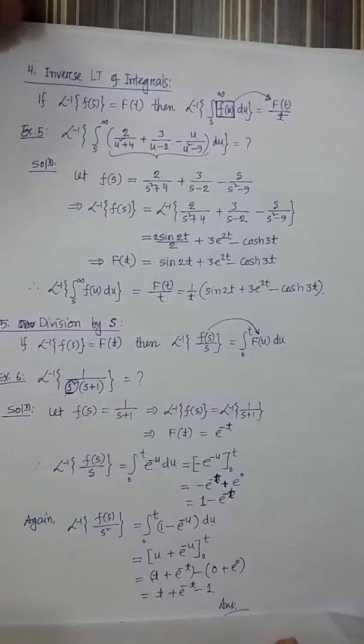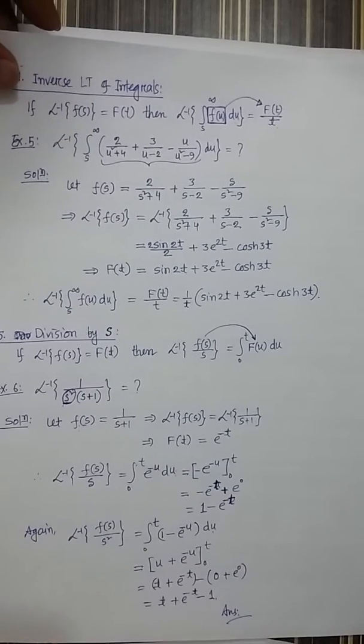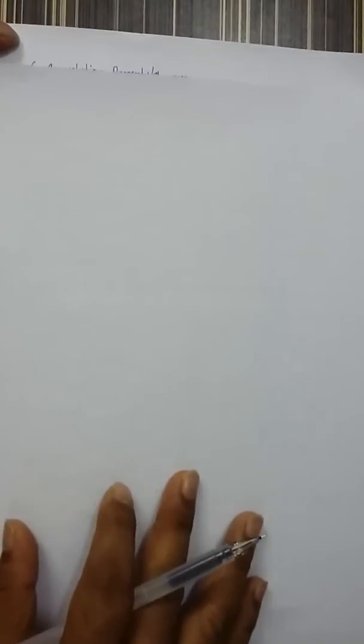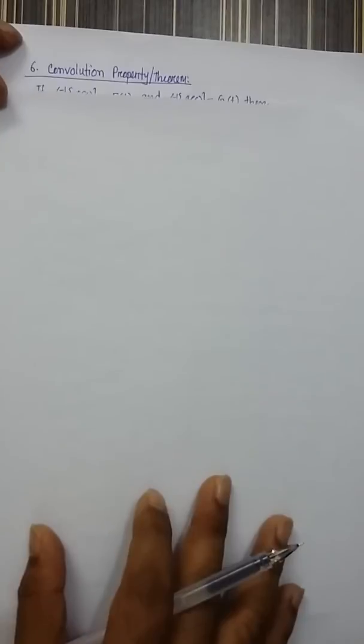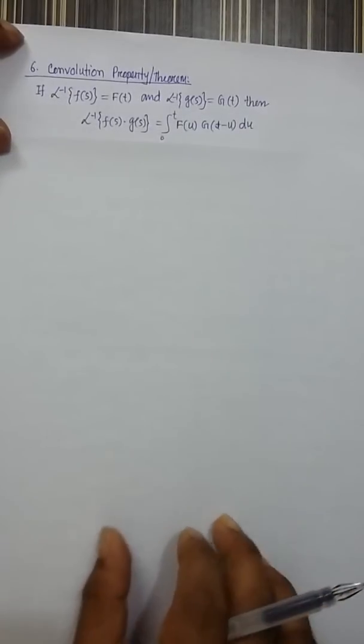Now we will see our most important property, that is the convolution theorem. So what is the convolution theorem or convolution property? That is our convolution theorem and convolution property.